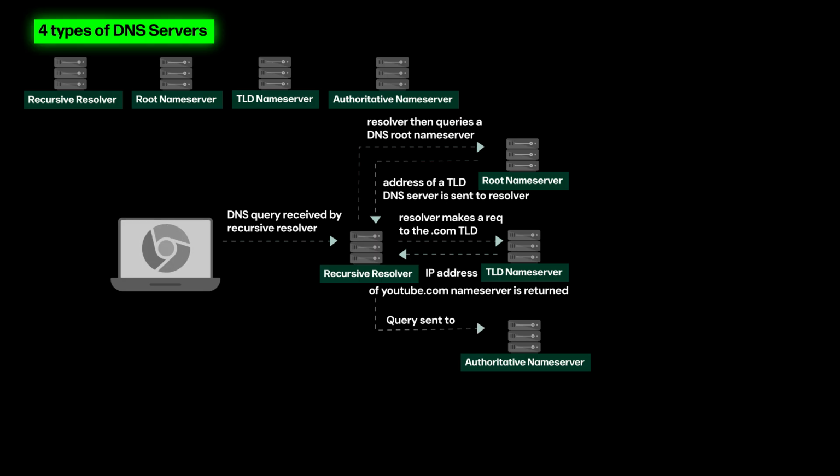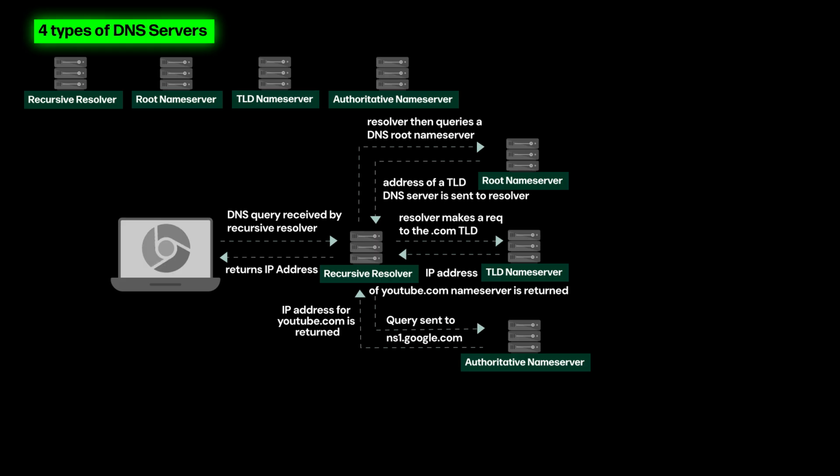And lastly, the recursive resolver sends a query to the domain's name server. The IP address for youtube.com is then returned to the resolver from the name server. The DNS resolver then responds to the web server with the IP address of the domain requested initially.